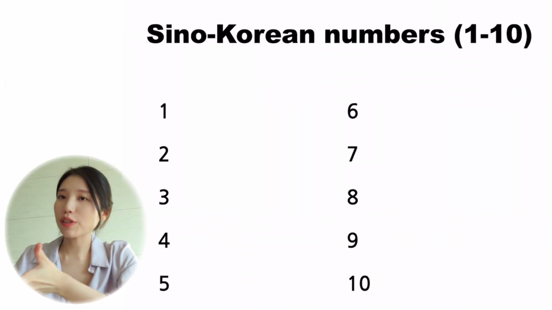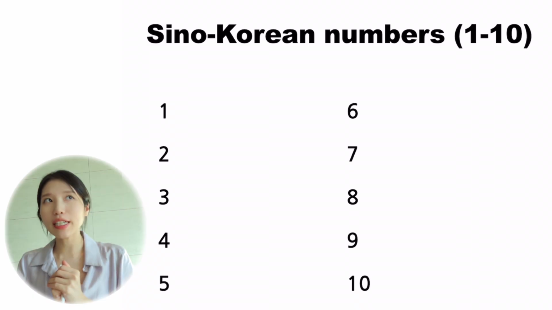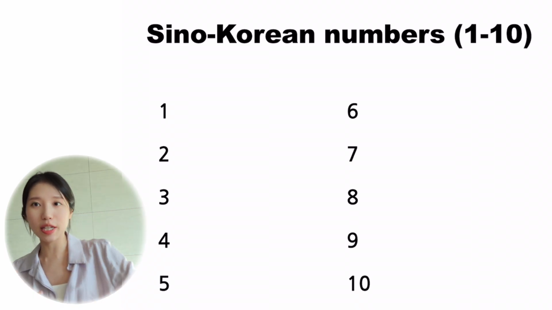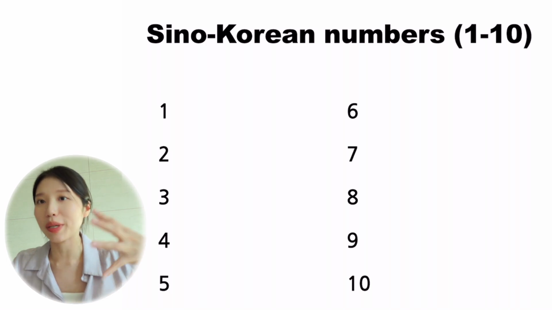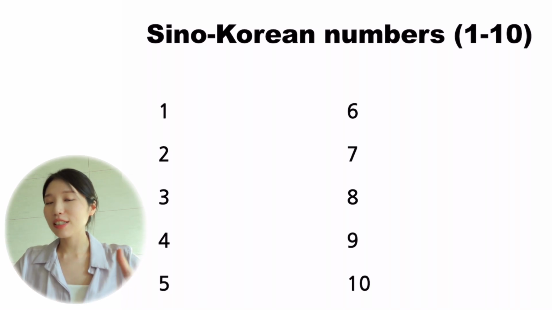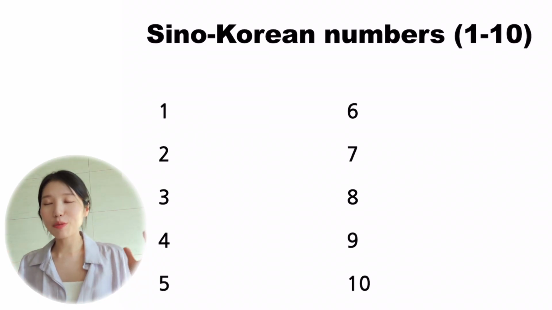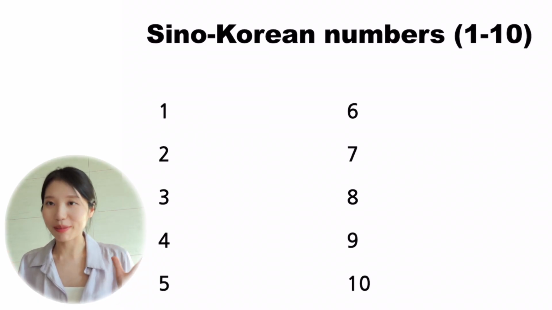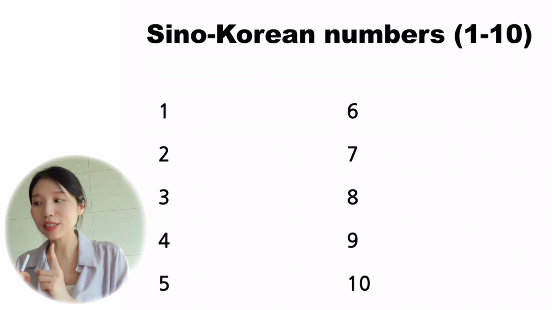Great. Let's move on to Sino-Korean numbers. Sino-Korean numbers are much simpler than native Korean numbers because it's just combination, if you memorize from 1 to 10. As I said, from 1 to 10, basically we have to memorize both number systems. So let's start with 1 to 10 in Sino-Korean numbers.